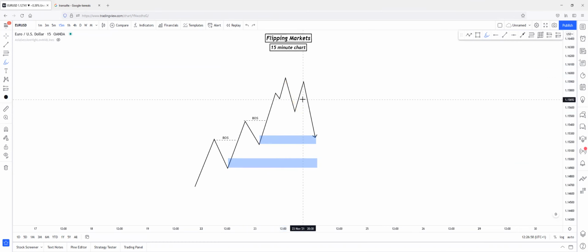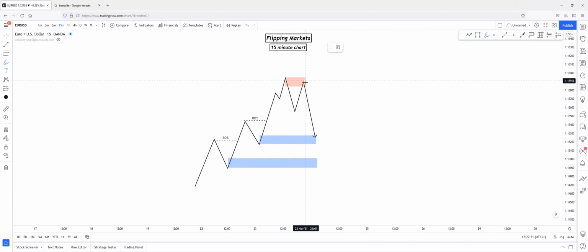So after a change of character, price will automatically create a zone, either a supply or demand zone. But we'll talk about change of character in the entry unit. So after a change of character, price created a supply zone because it changed character to the downside. This means supply is in control now. I will just draw a supply zone right here.